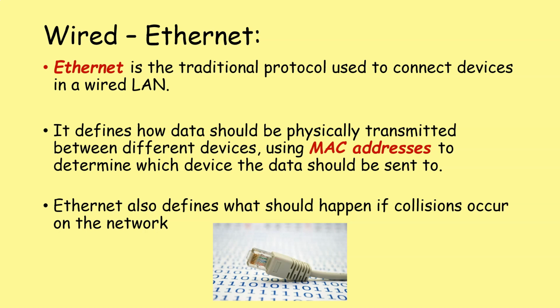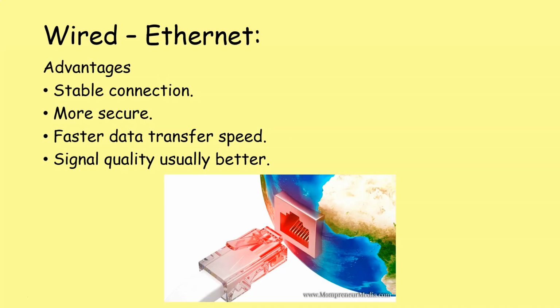Remember, a MAC address is hardwired into the network interface card of a computer device, and that tells it the address on a local area network. Not to be confused with IP addresses, which give you the address on a wide area network. Ethernet also defines what should happen if data collisions occur on the network. So if two computers are sending at the same time and those data packets interfere with each other, what happens next?